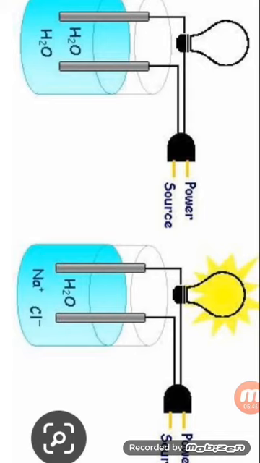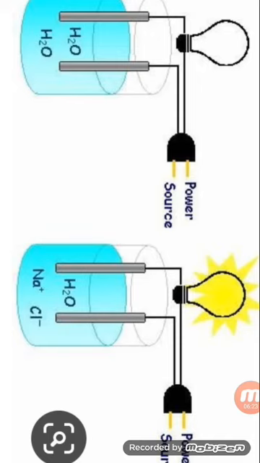Now observe, is the bulb glowing? You will observe that the bulb does not glow. This activity clearly proves that distilled water does not conduct electricity. Next, what we are going to do? Add some common salt to the distilled water. Now dissolve the common salt by stirring with some spoon or glass rod. Now again dip the ends of the wire and complete the circuit.